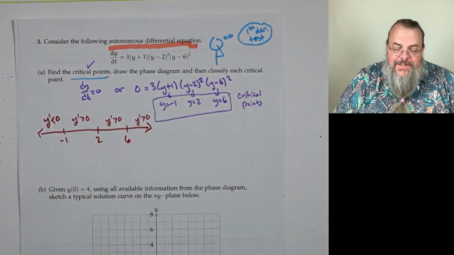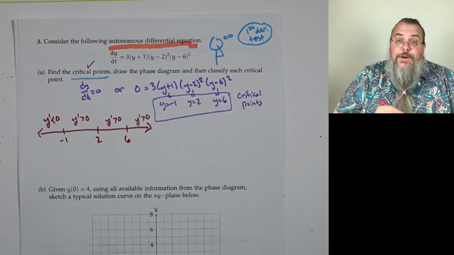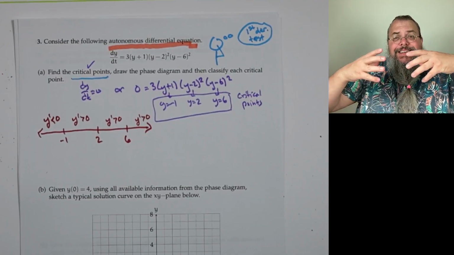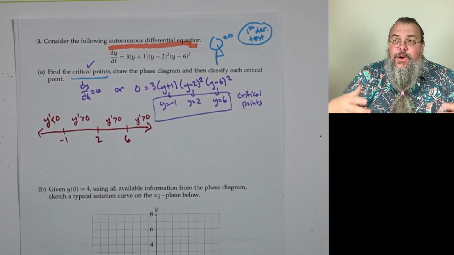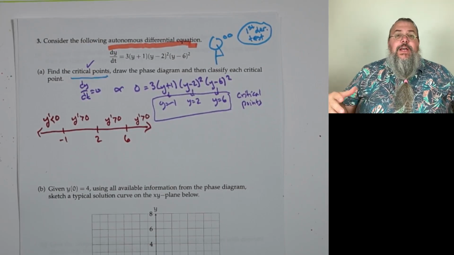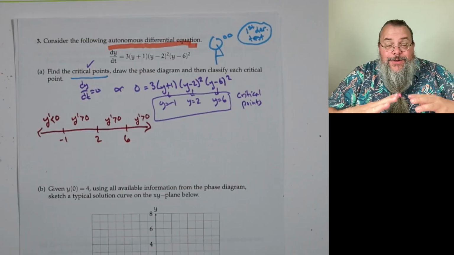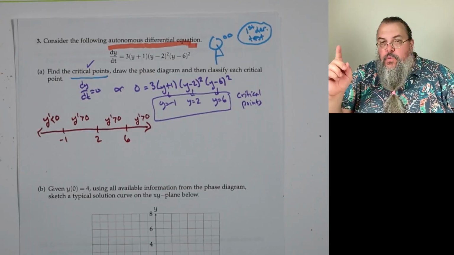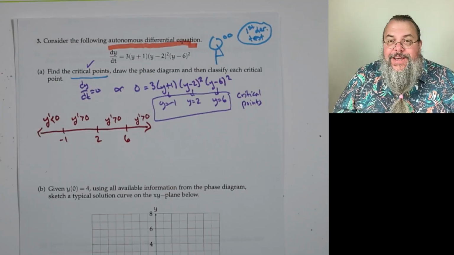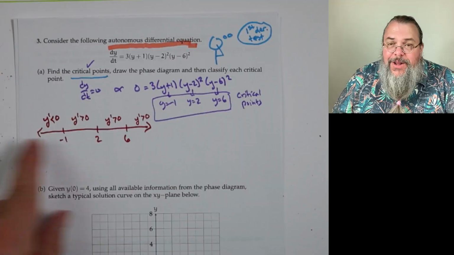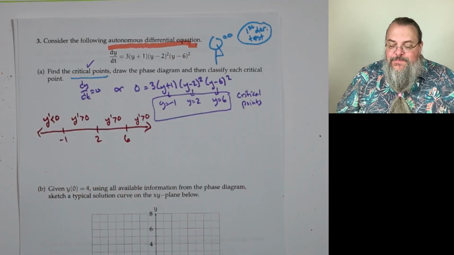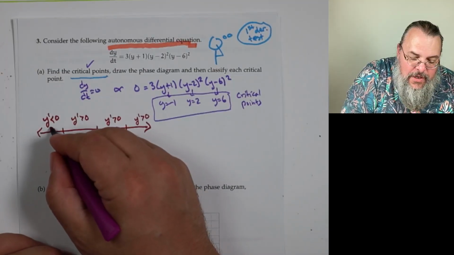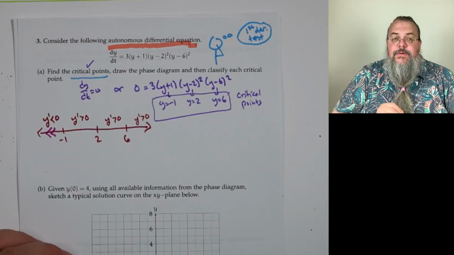Now, here's the translation. When y prime is negative, that says y is decreasing. Well, what does it mean to be decreasing? It means we're going down. Down, down, down, we're going down. Woohoo! Okay, so in terms of the number line, which way is down? It's to the left. So we are heading off in that direction.